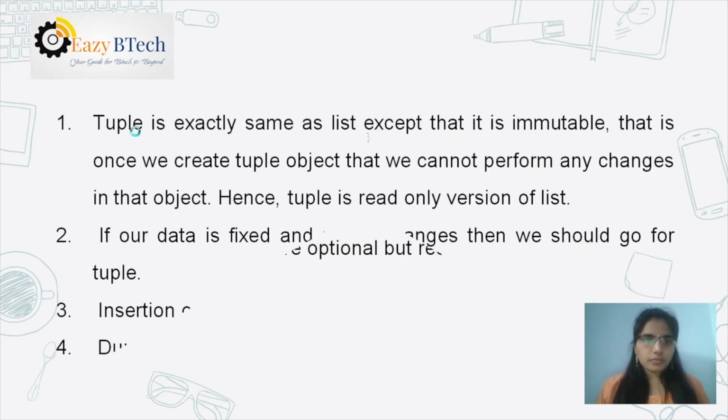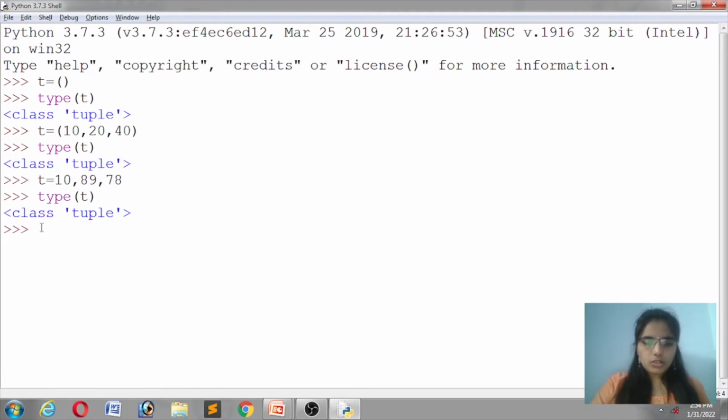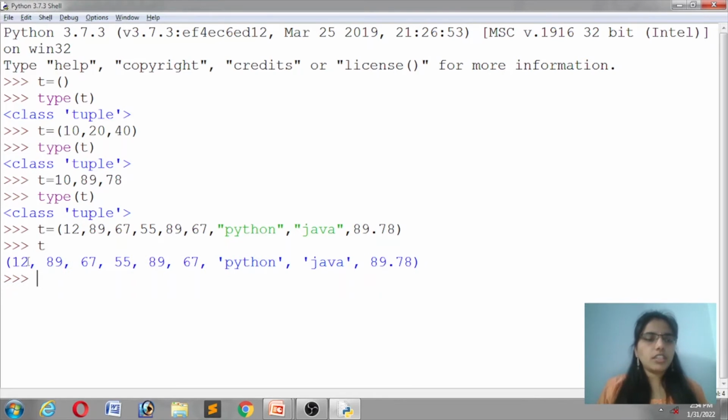Okay, next. Tuple is exactly the same as list. So, I am taking a tuple of objects like 12, 89, 67, 55. Again, I am taking 89, 67, Python, Java, 89.78 like this. Just print T. It will generate in insertion order: 12, 89, 67, 55, 89 like this. Okay, it will work on insertion order.